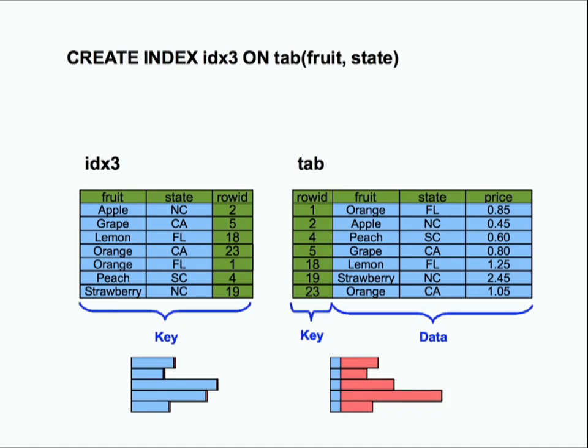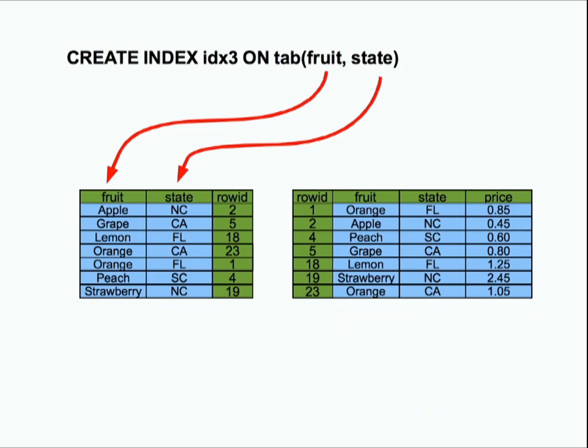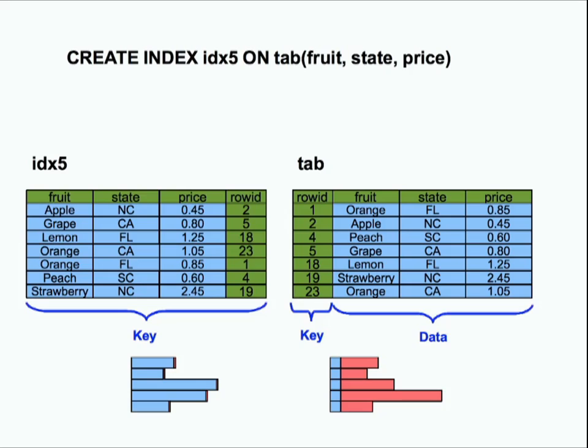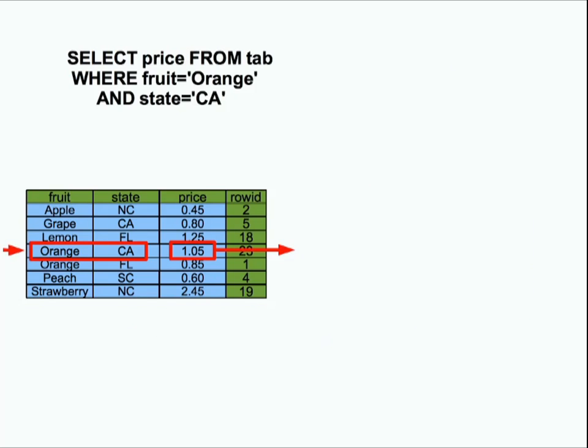So a better approach would be to do a 2-column index, which has both the state and the fruit. And then we do a single binary search on orange in California. We get a single row ID, we look up the value, and we get the answer. Only 2 binary searches to make that happen. Even better is if we put all 3 columns in the index. And then we do a search on orange in California, and we can read the price directly out of the index and never even touch the table.